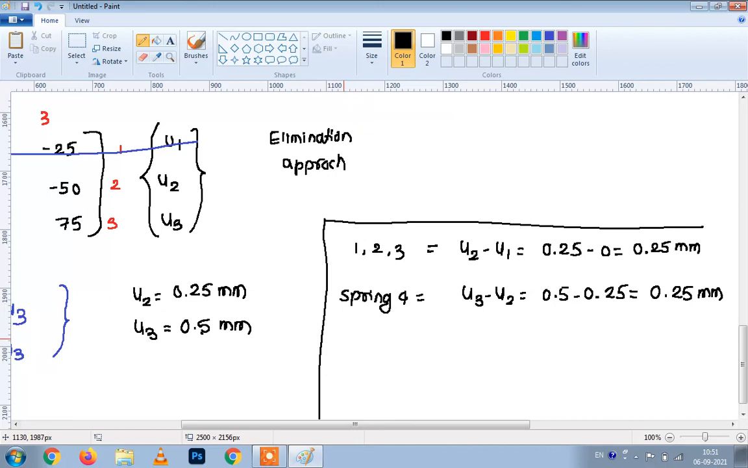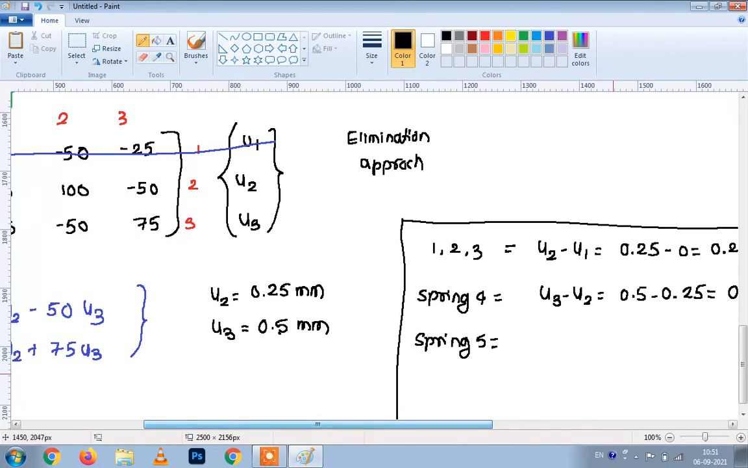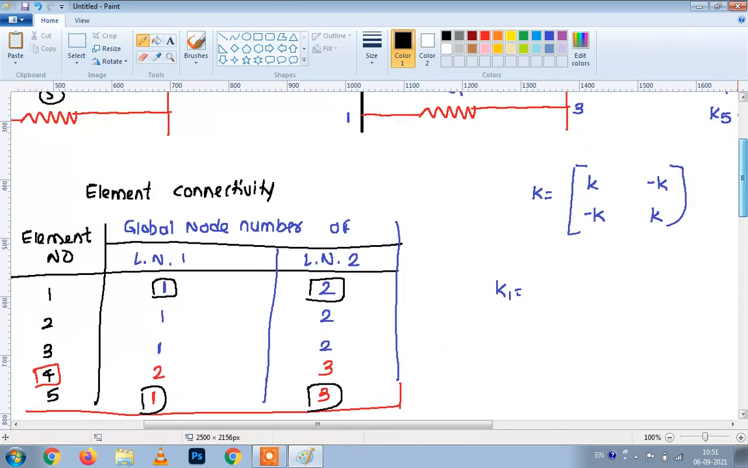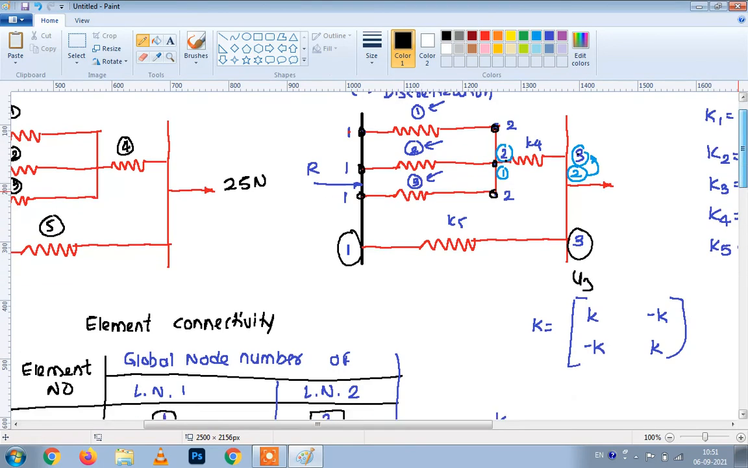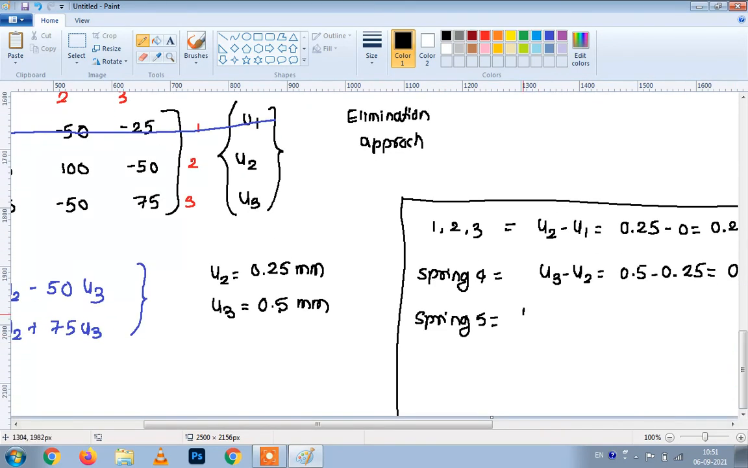And the deflection of spring 5: look here, spring 5 is connected between node 1 and node 3. So it will be u3 minus u1, which is 0.5 minus 0, equal to 0.5 mm. In this way we have solved this numerical.